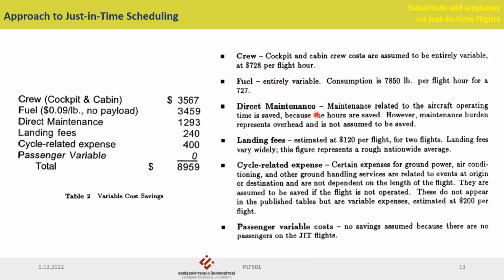and also the direct maintenance. Maintenance is also important. Maintenance is not assumed to be saved. You have to put them on the cost side. Yes. Landing fees also, you know, per flight estimating is possible, and cycle related expenses, and passenger variable is 0. As you can see, no savings assumed because there are no passengers on just-in-time flights.